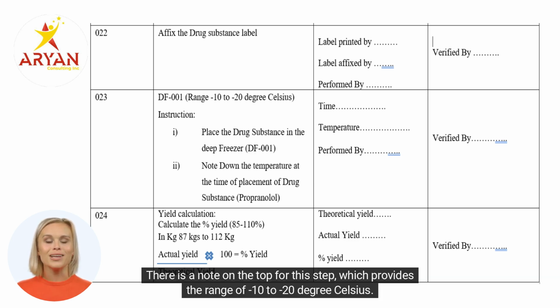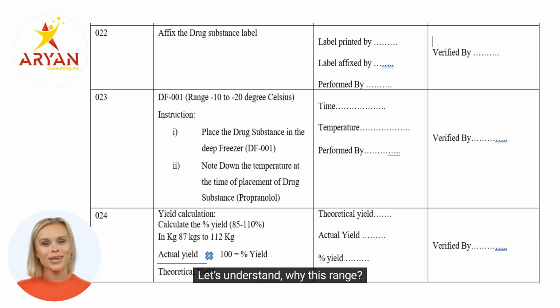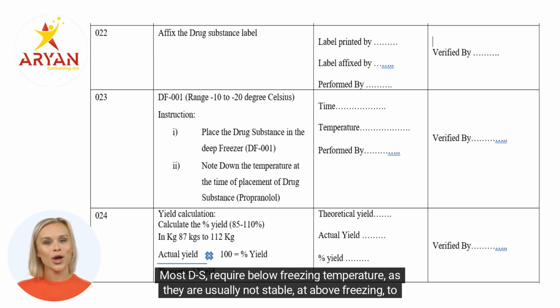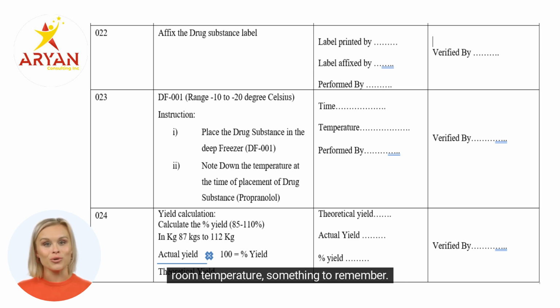There is a note on the top for this step, which provides the range of -10 to -20 degrees Celsius. Let's understand why this range. Most DS require below freezing temperature, as they are usually not stable at above freezing to room temperature, something to remember.